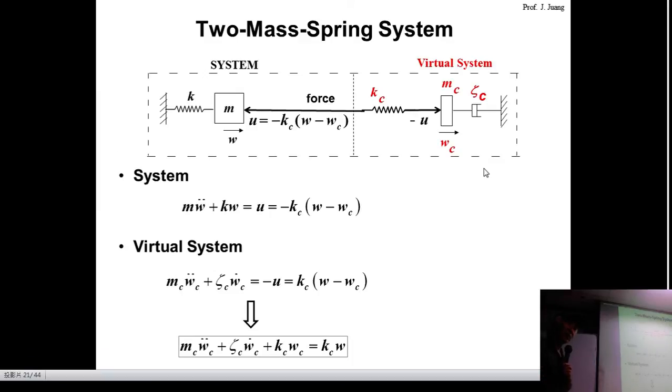Do you understand what I'm saying? No? Look at this. Assume there's a real system. Forget about this virtual system. Assume I have a real KC here, and this is my system. And I put another KC, another spring here, another MC here, and a damper zeta C here. And this is my overall system.